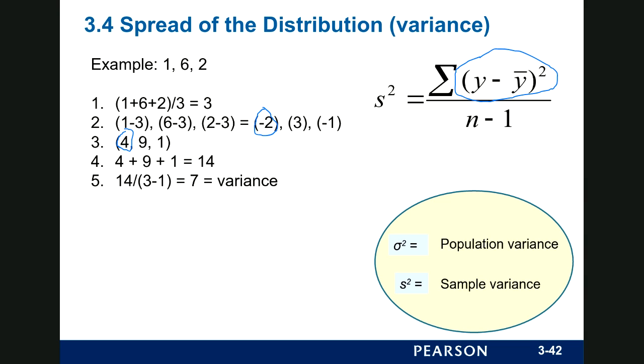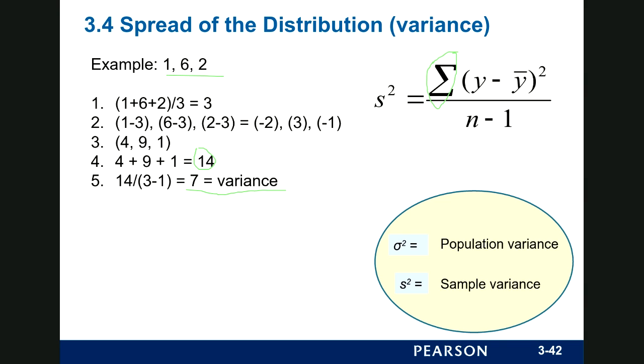Step 4 is to get the sum of all those squares because that's what this Greek symbol sigma means. So that's my sum of everything in the numerator, and that's 14. And then finally divided by n minus 1. Again, n is my sample size, which is 3. So that answer is 7. So sample variance, S squared, is equal to 7. It's not that difficult if you break it down and really try to understand what it is.